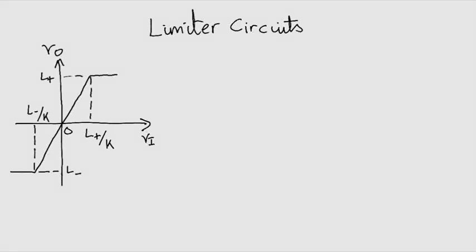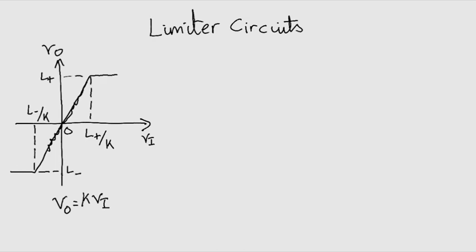Consider the figure on your screen. This is the transfer characteristic of a limiter circuit. In this region, the limiter acts as a linear circuit. The output is proportional to the input. That is, V0 equals kVi, where k can be greater or lesser than 1. If input Vi exceeds either of the thresholds, L positive or L negative, the output is saturated or limited.